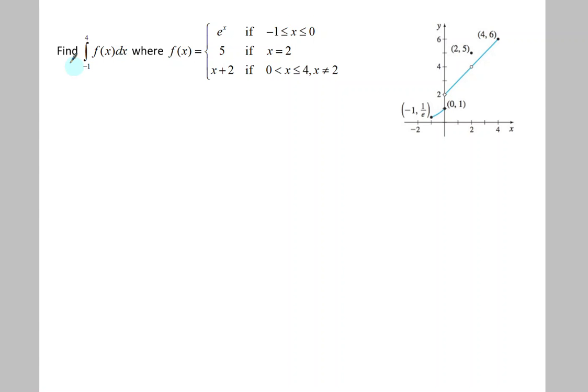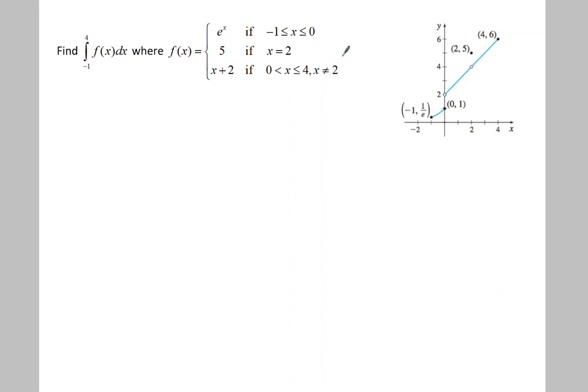Let's take a look at this example that involves a piecewise function. Find the integral from -1 to 4 of f of x dx, where f of x equals e to the x if -1 is less than or equal to x is less than or equal to 0, 5 if x equals 2, and x plus 2 if 0 is less than x is less than or equal to 4, for x not equal to 2.